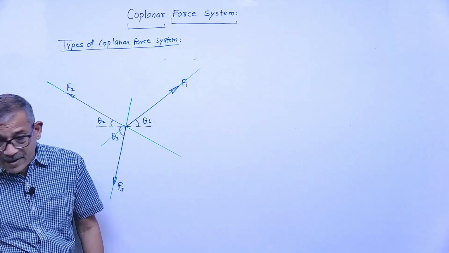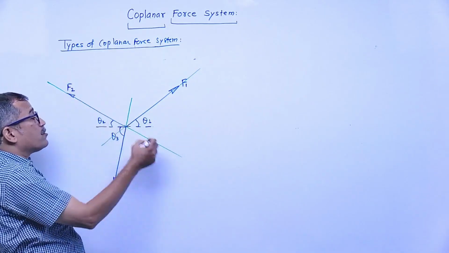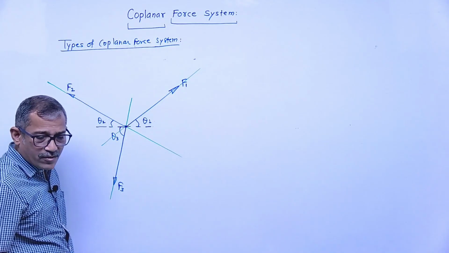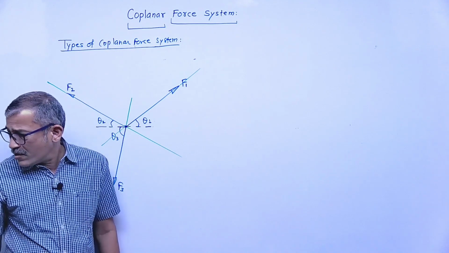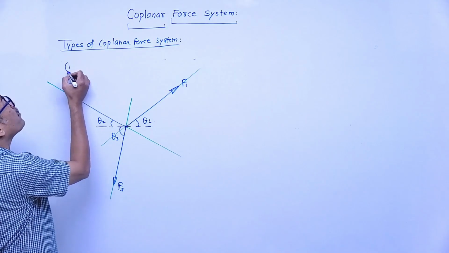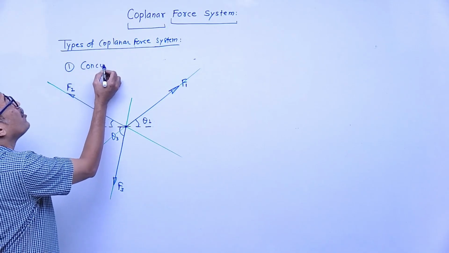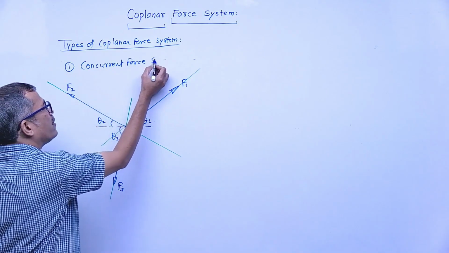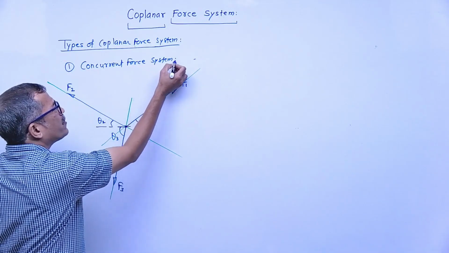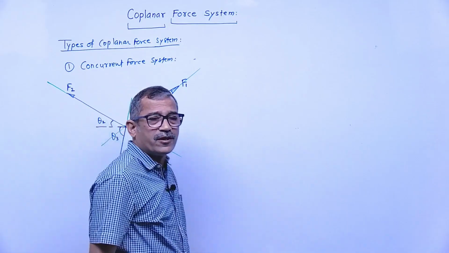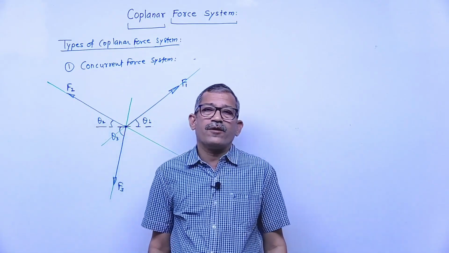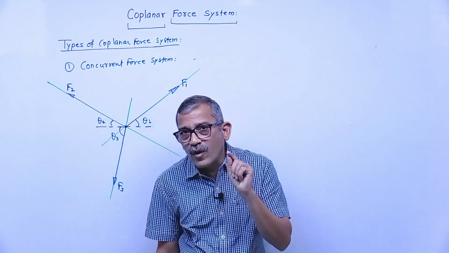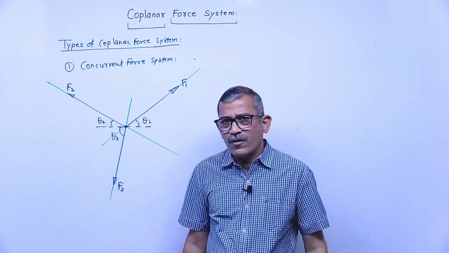Now can you identify the lines of actions of all the forces passing through one point? Whenever lines of actions of all forces pass through one point, then the force system is called what? Concurrent force system. How will you define a concurrent force system? If lines of actions of all the forces pass through a single point, then the force system is called a concurrent force system.